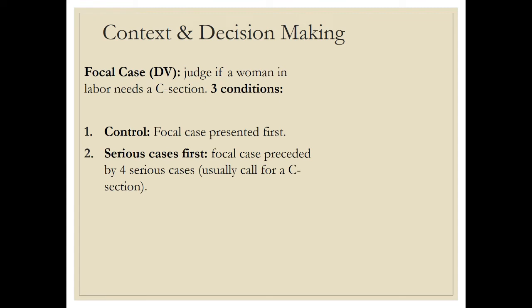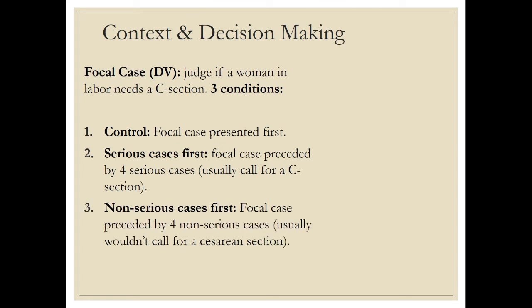In an experimental condition, participants saw a bunch of serious cases first. So they saw 4 serious cases that would usually call for an emergency C-section. And in the third condition, the other experimental condition, participants saw 4 non-serious cases first. These are cases that usually would not call for a C-section.